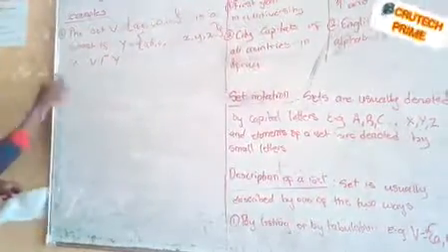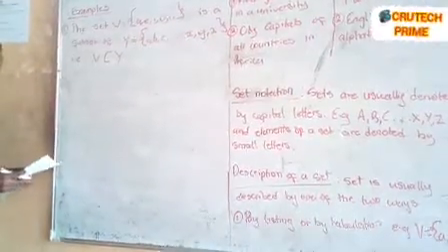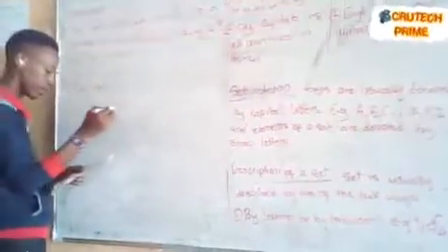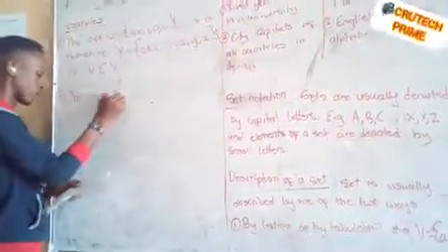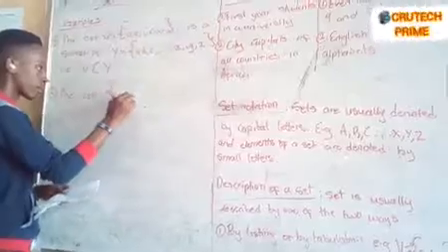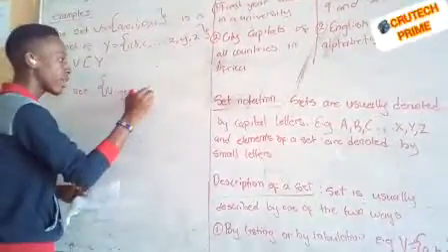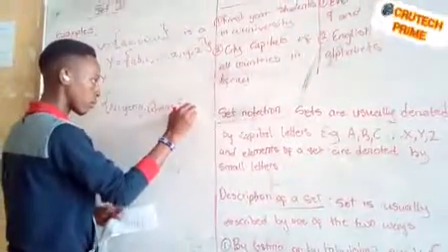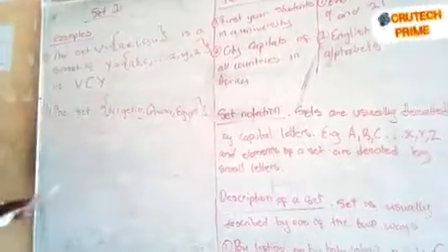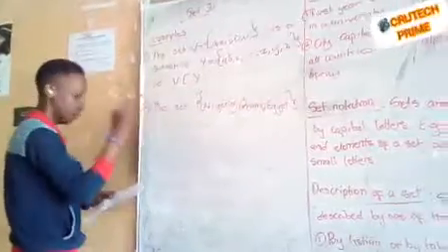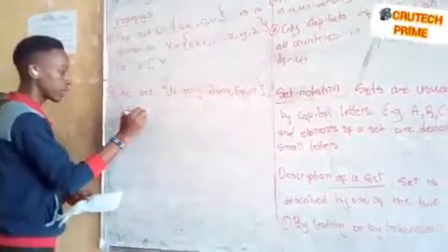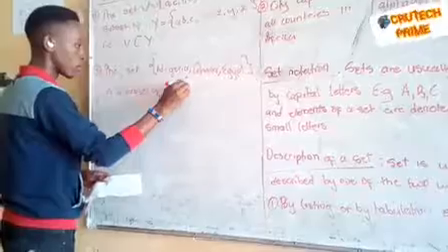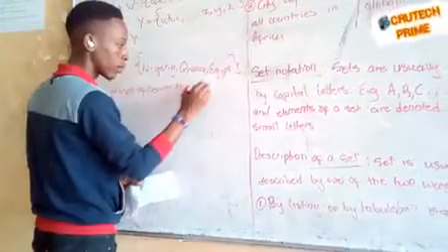Let's take a second example. The set Nigeria, Ghana, Egypt is a subset of countries of Africa. It's the subset of countries in Africa.